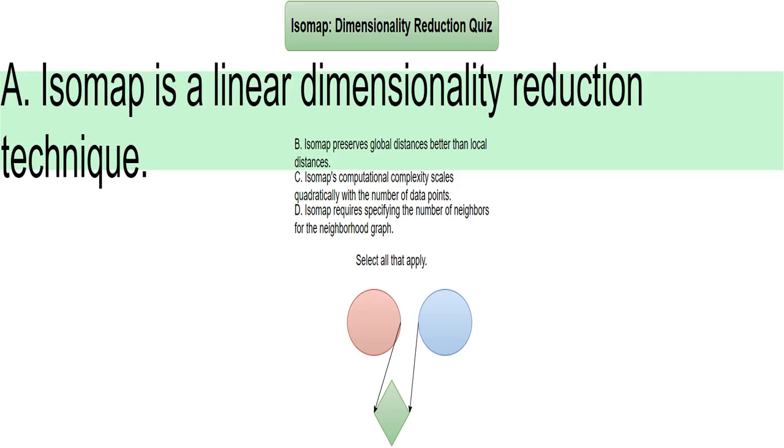Isomap's runtime grows fast with lots of data. The time it takes Isomap to run increases quickly as you add more data points. The relationship isn't perfectly quadratic, it's closer to cubic, but for this question, it's a reasonable approximation. Think of it like baking a cake. The time it takes to bake increases as you add more ingredients.